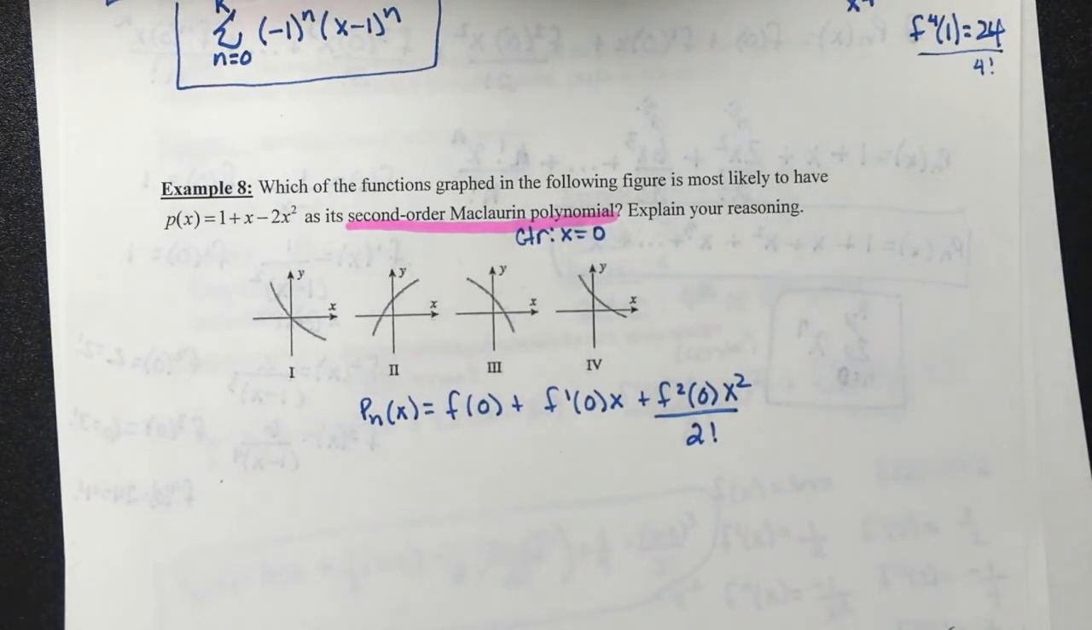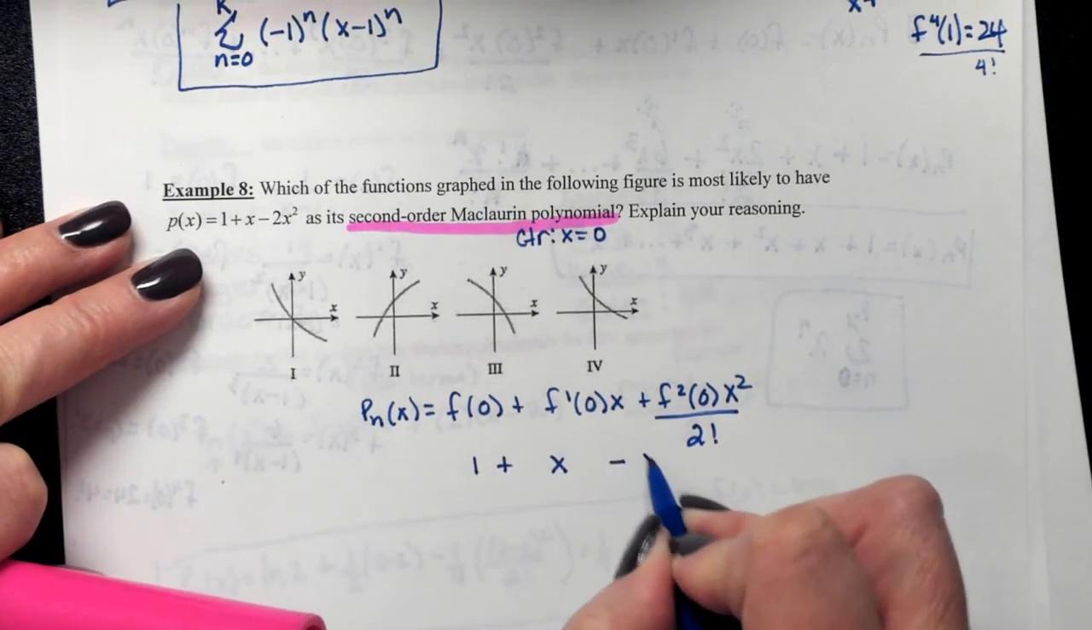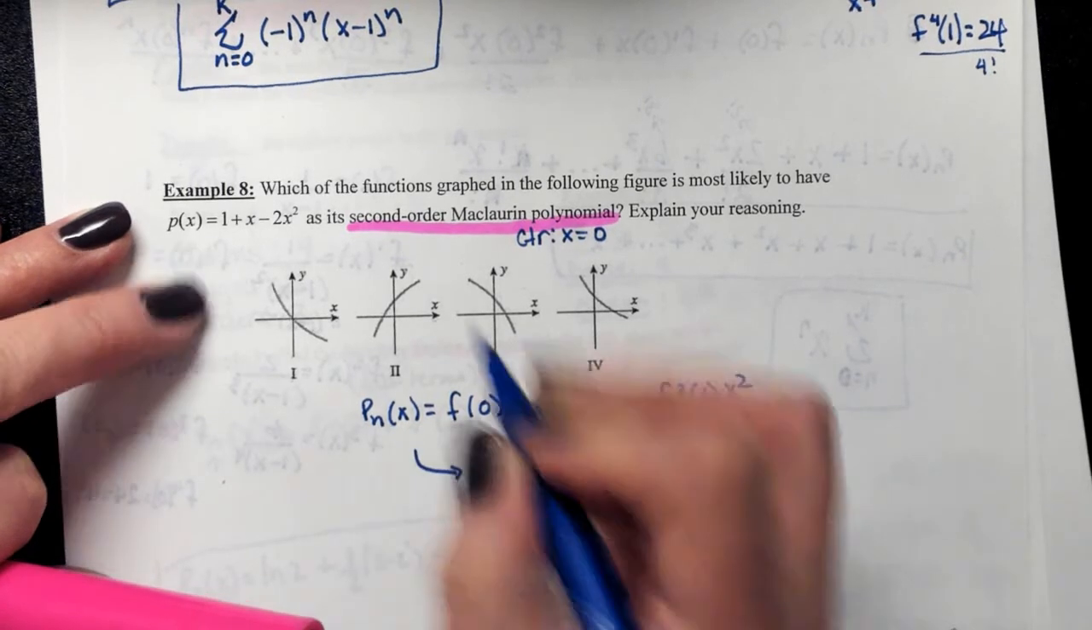Get in the habit, guys. Anytime they ask you questions about Maclaurin and Taylor, write this formula out. All right? They generated the Maclaurin polynomial for you. They've given it to you as 1 plus x minus 2x squared. That's what they gave you.